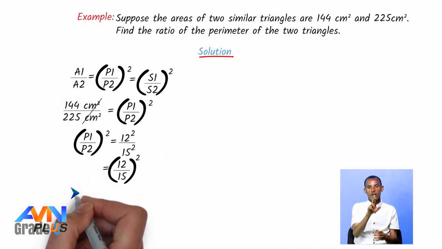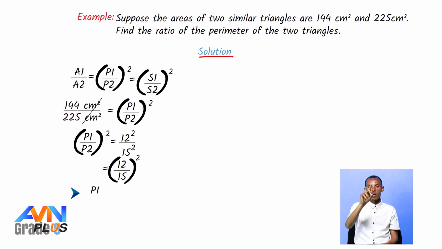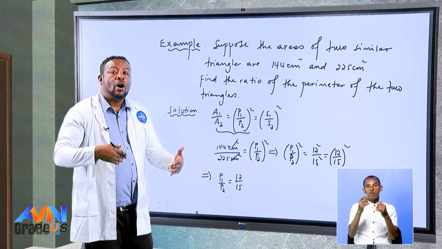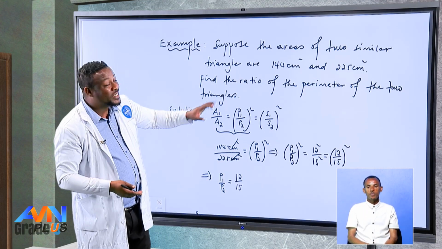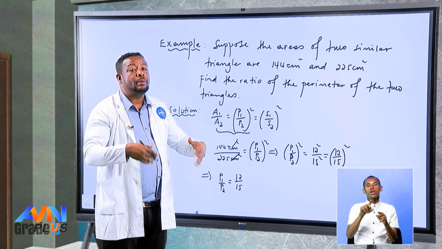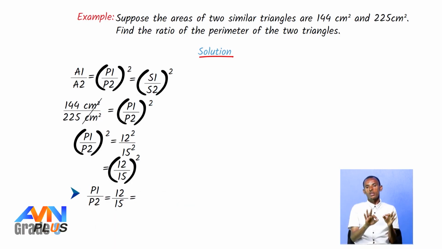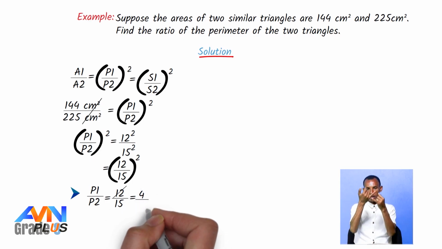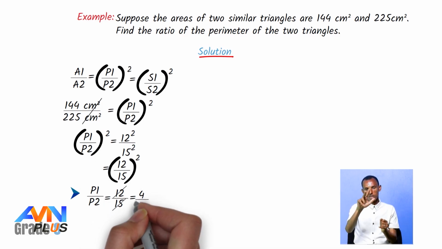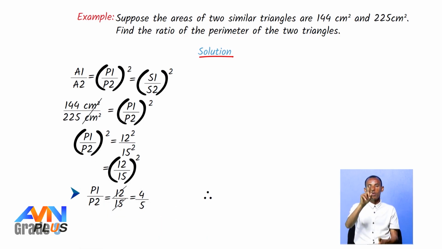So this implies P1 by P2 is 12 over 15. Since this the whole square and this the whole square are the same, P1 by P2 is 12 over 15. But we are asked the ratio. Whenever you write something in ratio form, you need to put it in the simplest form. So 12 by 15, dividing by 3, it's 4 over 5. Therefore, the ratio of P1 to P2 is 4 by 5.